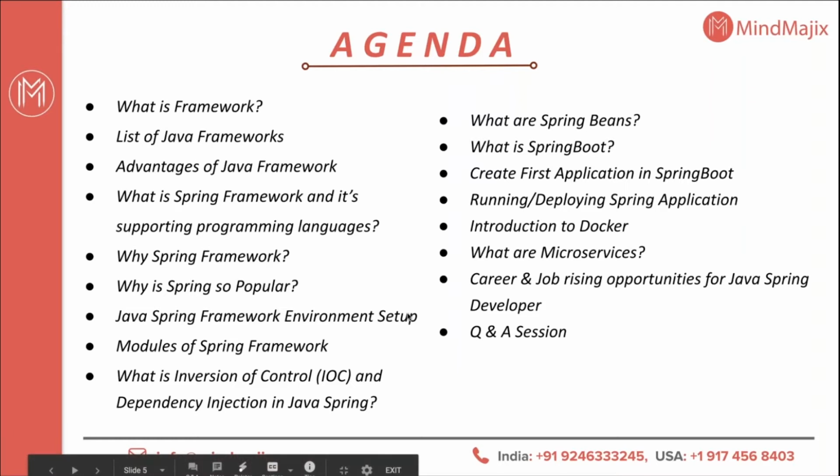So the agenda that we are going to cover for this webinar is in front of you. So what is Spring Framework, then we are going to see the list of Java frameworks available, advantages of the Java framework, then what is Spring Framework and its supporting programming languages, why Spring, why is Spring so popular, then the Java Spring Framework's environment setup, and modules, what all modules are there in the Spring Framework. Then we will see what is IOC and dependency injection. So whenever we are going to have a loosely coupled application, we are going to use the Spring Framework. So understanding of this terminology and concept is the most important thing, so we will be going through that.